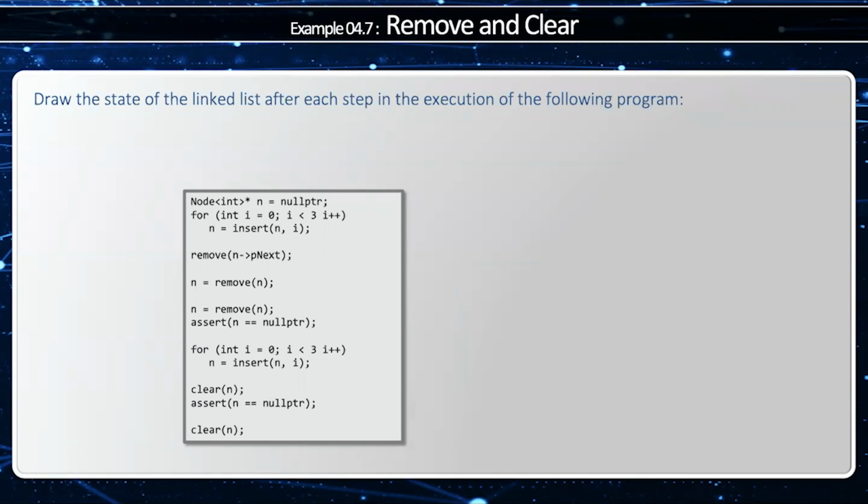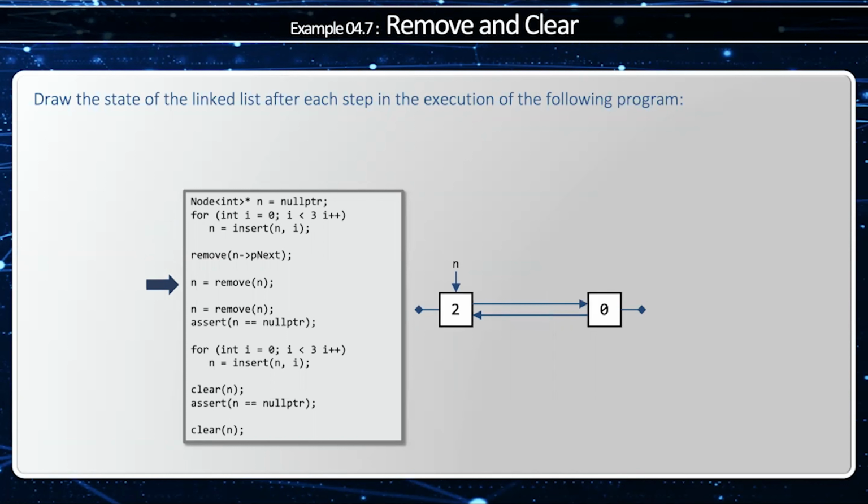Let's take a look at another example. I'm going to start by inserting the values 0, 1, and 2. Notice I use insert without the p after set to true, therefore I'm going to insert before. So this is going to be backwards order, 2, 1, 0, and n is going to point to the first node. Now n arrow p next is node 1. When I remove it, not only will I remove that node, but I will also return the node after, which is node 0. I'm going to ignore the return type.